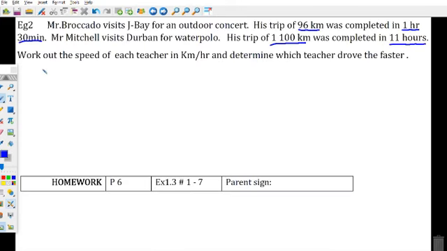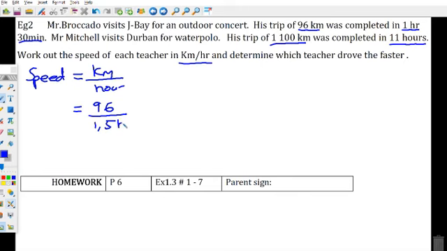Let's look at Mr. Picardo first. So the speed is equal to, speed is measured as, they wanted kilometers per hour. That's what speed is. So it's going to be kilometers per hour. So Mr. Picardo, what's his travel distance? 96. And how many hours did he travel for? 1 hour and 30 minutes. So how many hours is that? 1.5 hours.